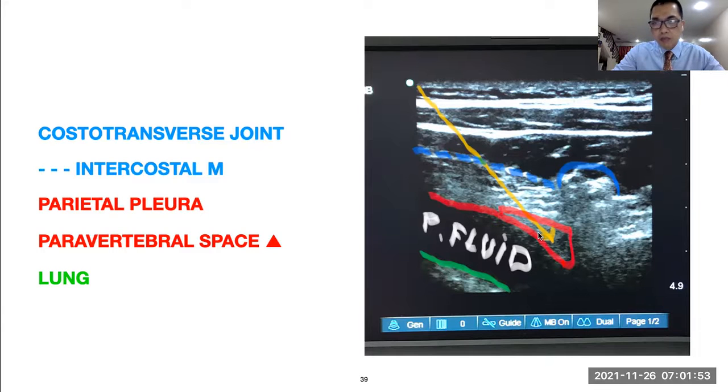There is a give and a downward displacement of the pleura is observed during local anesthetic injection.